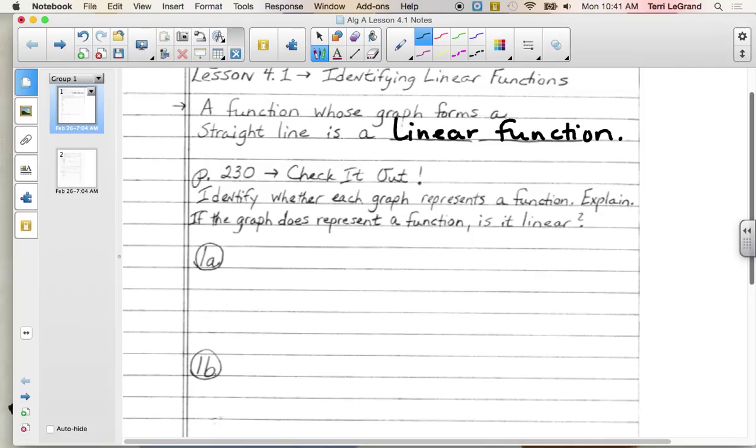So it looks like you need your books open to page 238. So let's open your books to page 238. Does not say 230. Oh, sorry, 230, you're right. Thank you. Not 238, 230.